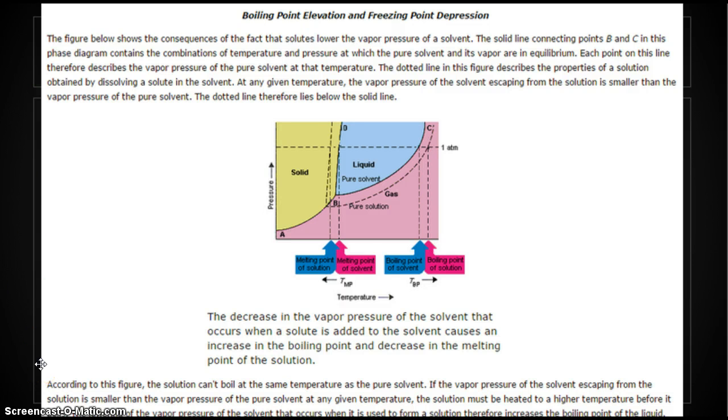According to this figure, the solution can't boil at the same temperature as the pure solvent. If the vapor pressure of the solvent escaping from a solution is smaller than the vapor pressure of the pure solvent at any given temperature, the solution must be heated to a higher temperature before it boils. The lowering of vapor pressure of the solvent that occurs when it is used to form a solution, therefore, increases the boiling point of the liquid. So this is just, again, explaining more of the how and the why.